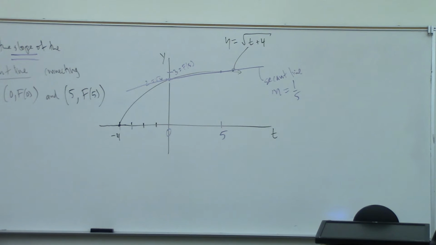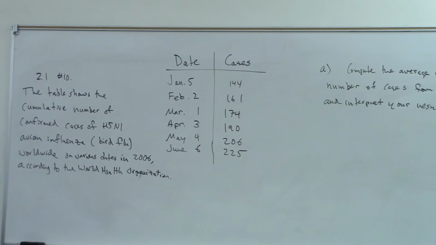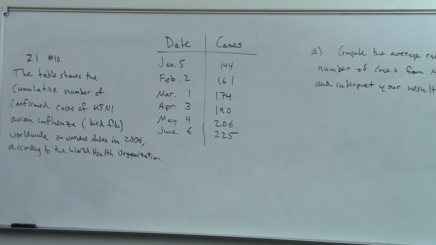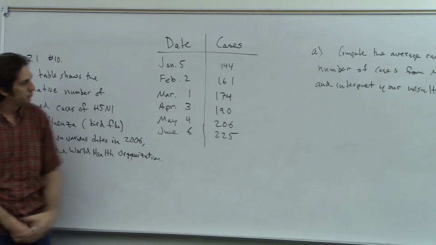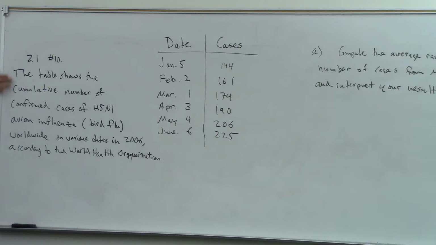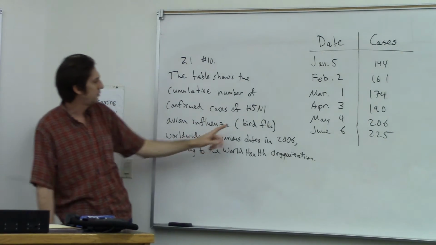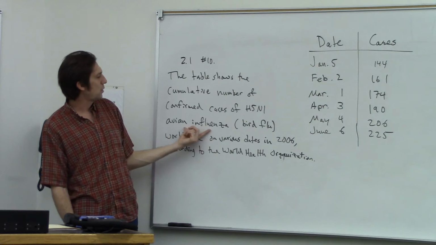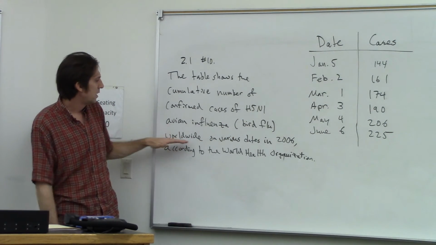For our next example, here it is on the other board. We have a more applied problem here. This is number 10 from section 2.1. We're given a table of values, and so we can think about this as a function represented numerically. The table shows the cumulative number of confirmed cases of H5N1 avian influenza, in other words, the bird flu. You might remember when that occurred worldwide.